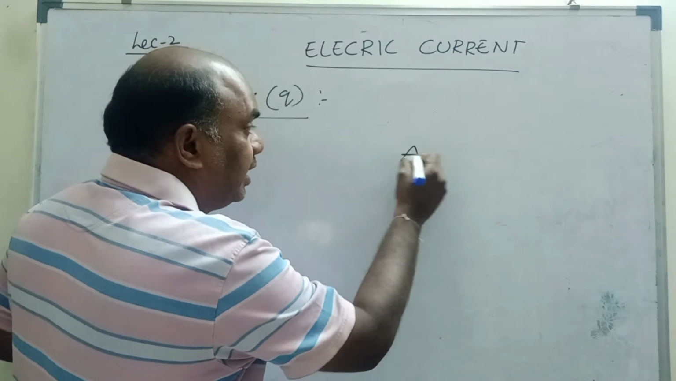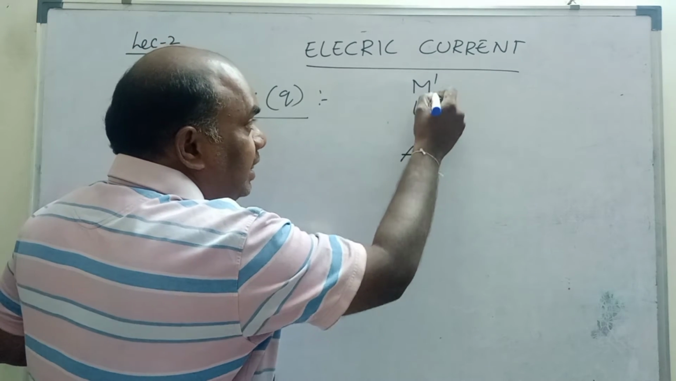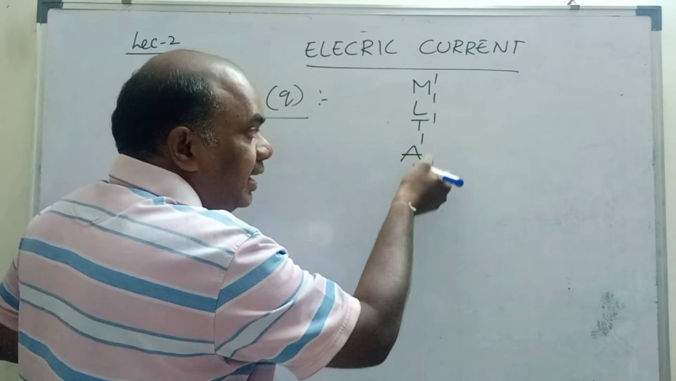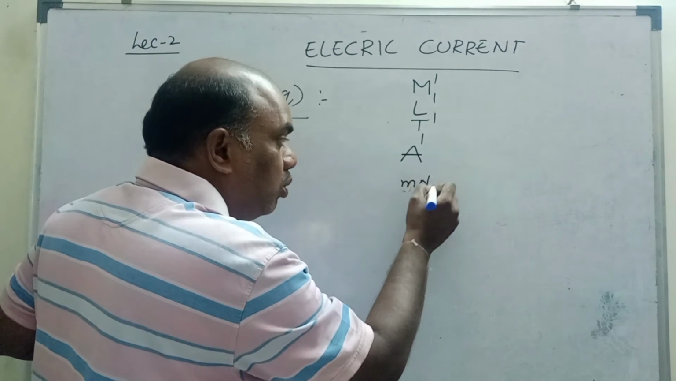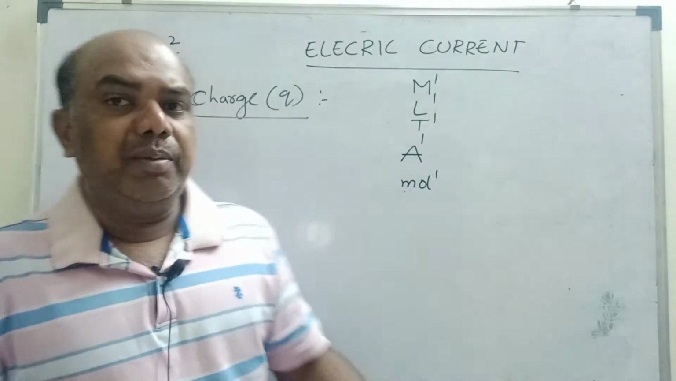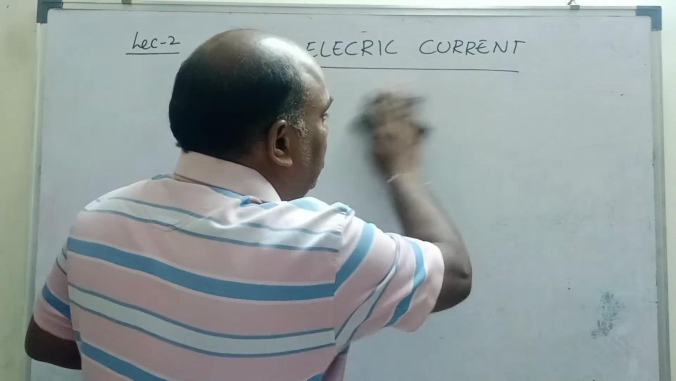The dimension of electric current is denoted by A power 1. Mass is M power 1, length L power 1, time period T power 1, like that. Current is A power 1. Amount of substance is mole power 1, like that. These fundamental physical quantities are denoted by capital letters, the first letter capital. I think you read these in first year.